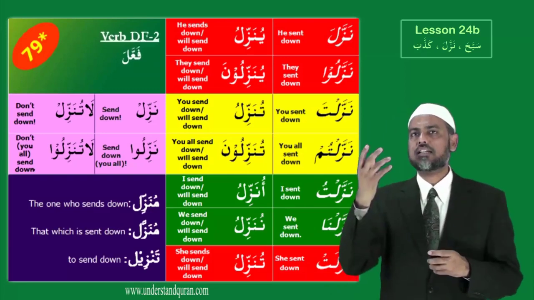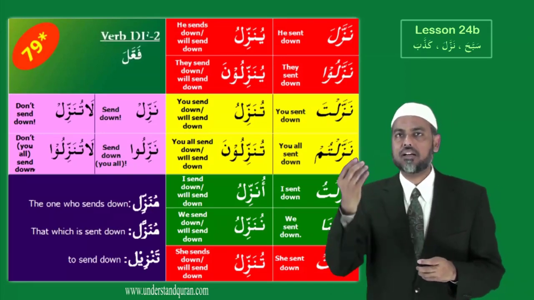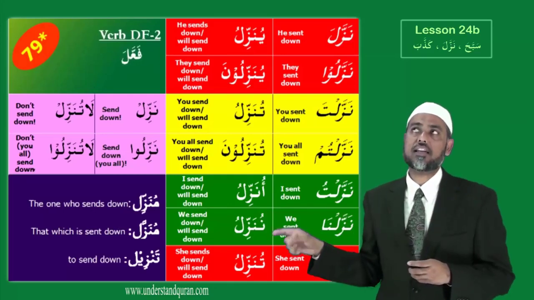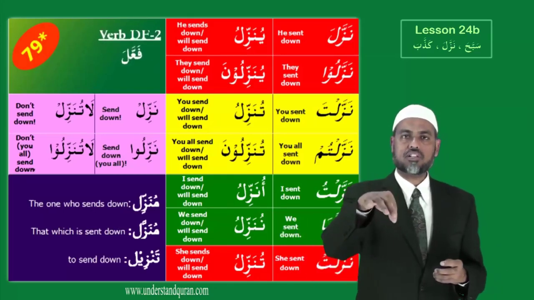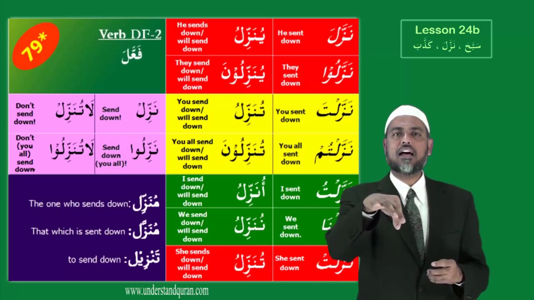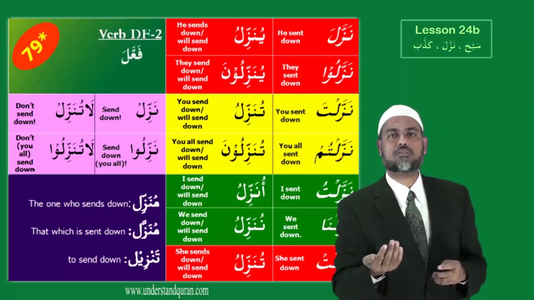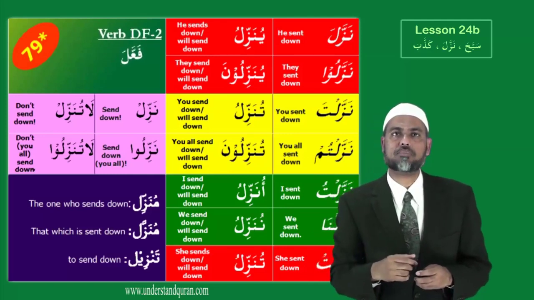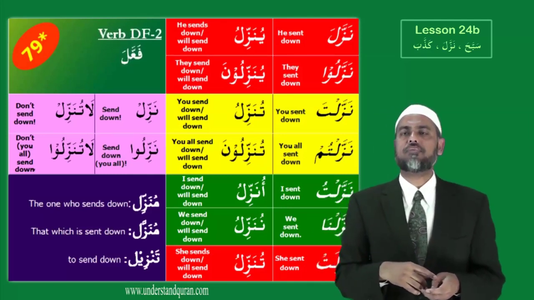You see, Quran is nazzala. Okay, Quran was sent down. Allah sent it down. Huwa nazzala. Allah nazzala. And the one who sends down, Allah, is munazzil. And what is sent down, Quran, is munazzal. And the process is tanzil.